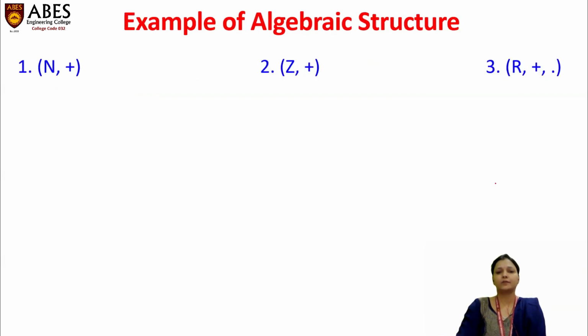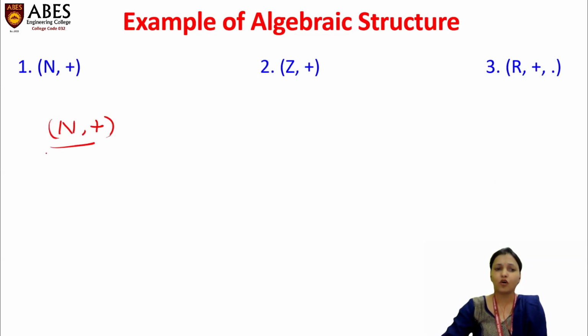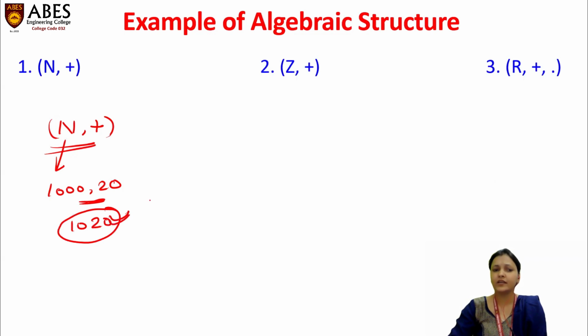Coming to some examples of algebraic structure, here are three examples. First example, as I already discussed, if we take the set of natural numbers with addition, the result will always be a natural number. For example, if we consider any two natural numbers, say 10 and 20, and add them, we will get 30, which is a natural number. If we consider any other natural numbers, for example 20 and 30, and add them, we will get 50, which is again a natural number. So if we apply the addition operation on any two natural numbers, we will always get a natural number.